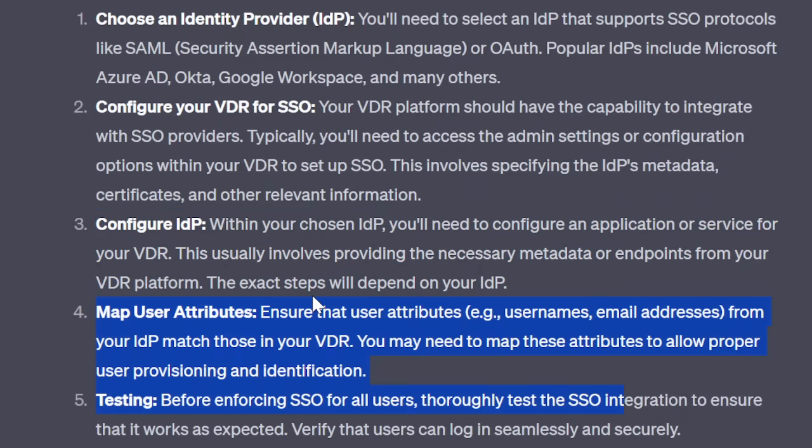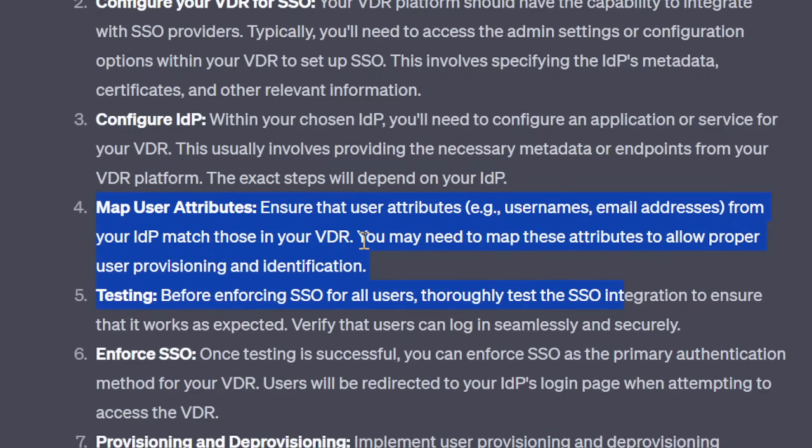Map user attributes. Ensure that user attributes, usernames and email addresses from your IDP match those in your VDR. You may need to map these attributes to allow proper user provisioning and identification.